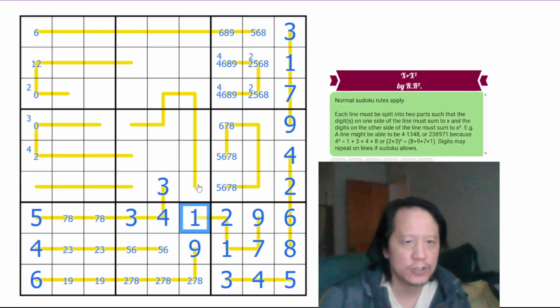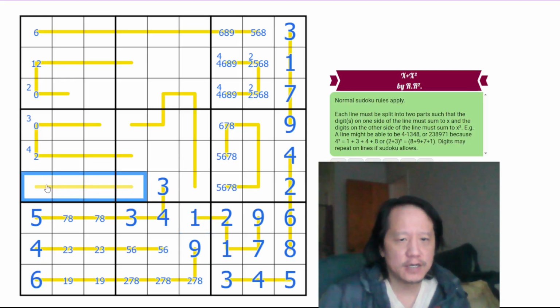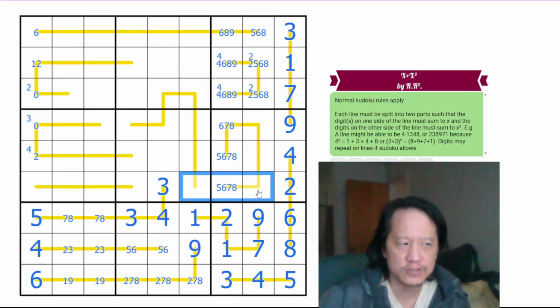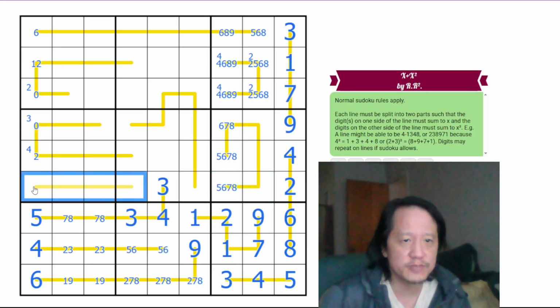This cannot add up to 12. It can't add up to 12 because this is already 5 here. 5 plus 12 is 17, and 3 digits cannot add up to 28, 45 minus 17, which is 28. So this has to be 20.